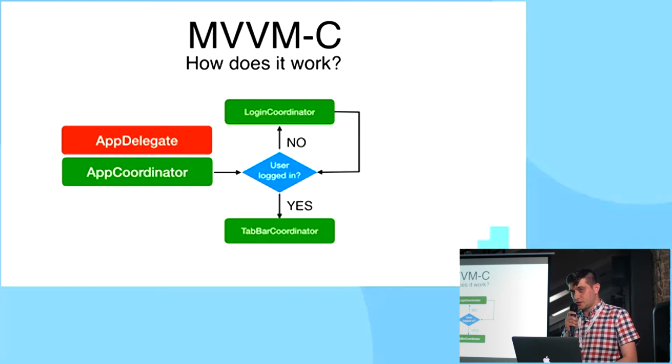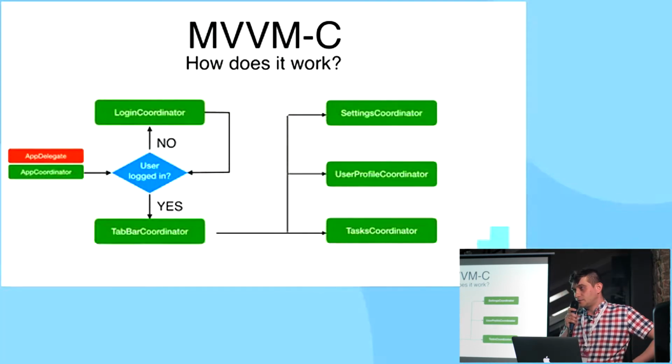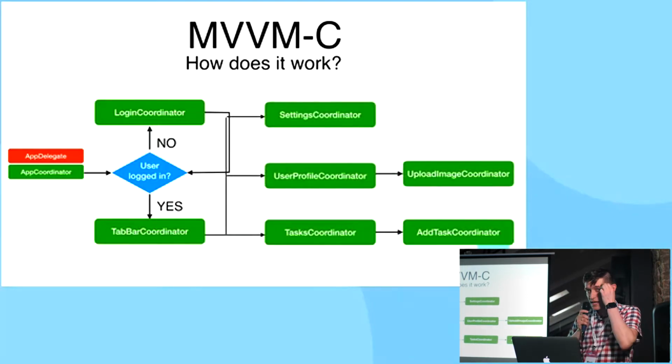For all these sections, we need another coordinator. And finally, from the tasks level we can add a new task, and from the user profile level we can upload an image to the user image. That's why we need another coordinator just for these tasks. So as you can see, this simple solution gives us easy flow control.